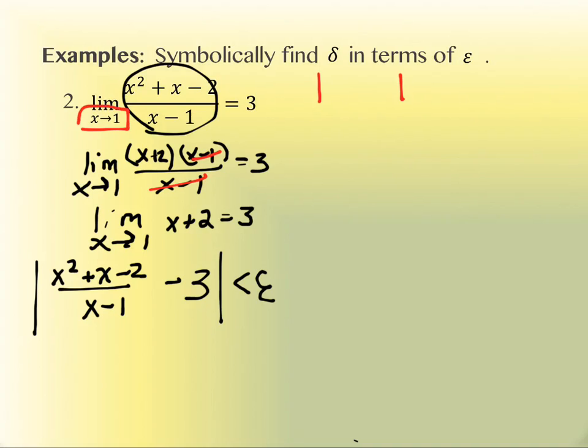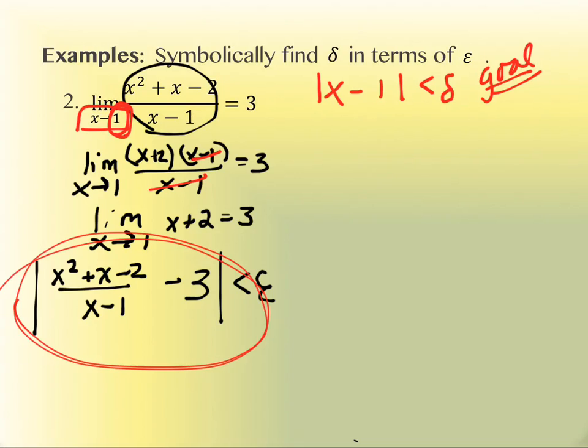Okay, so remember, it's the piece down here. It's the x approaching part. I need to be able to take that x value and subtract the value that x is approaching. In this case, the value 1. And that has to be less than some other number delta. This is my goal. This is where I want this right here to end up. Are we all good with that?